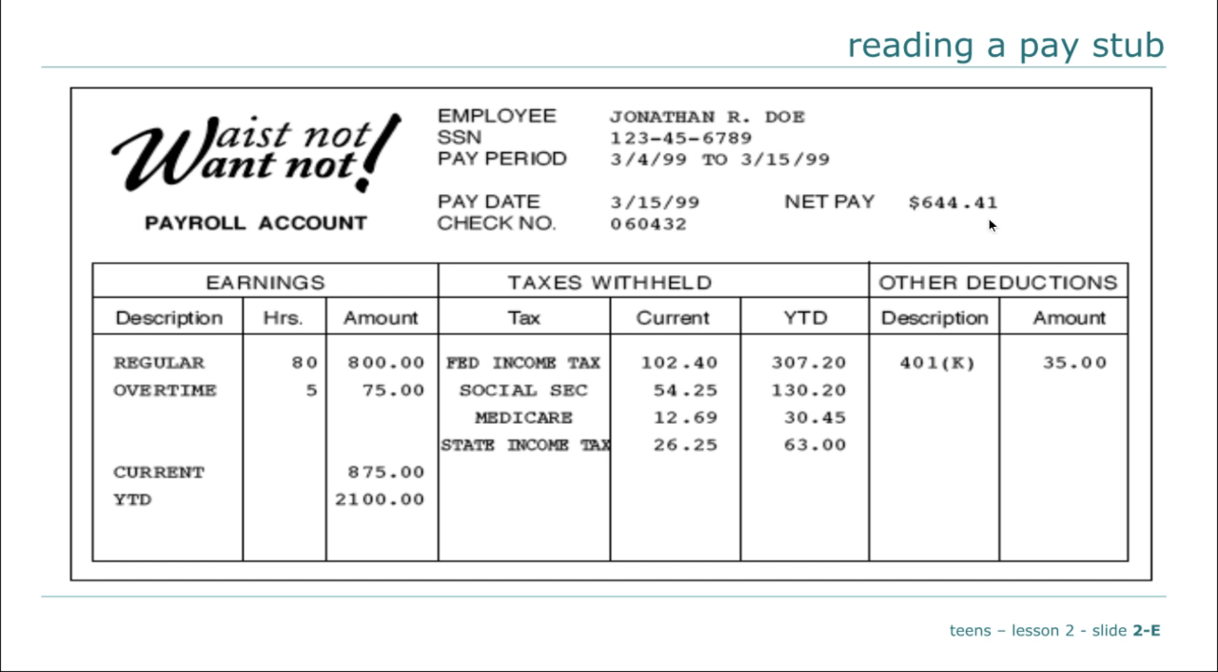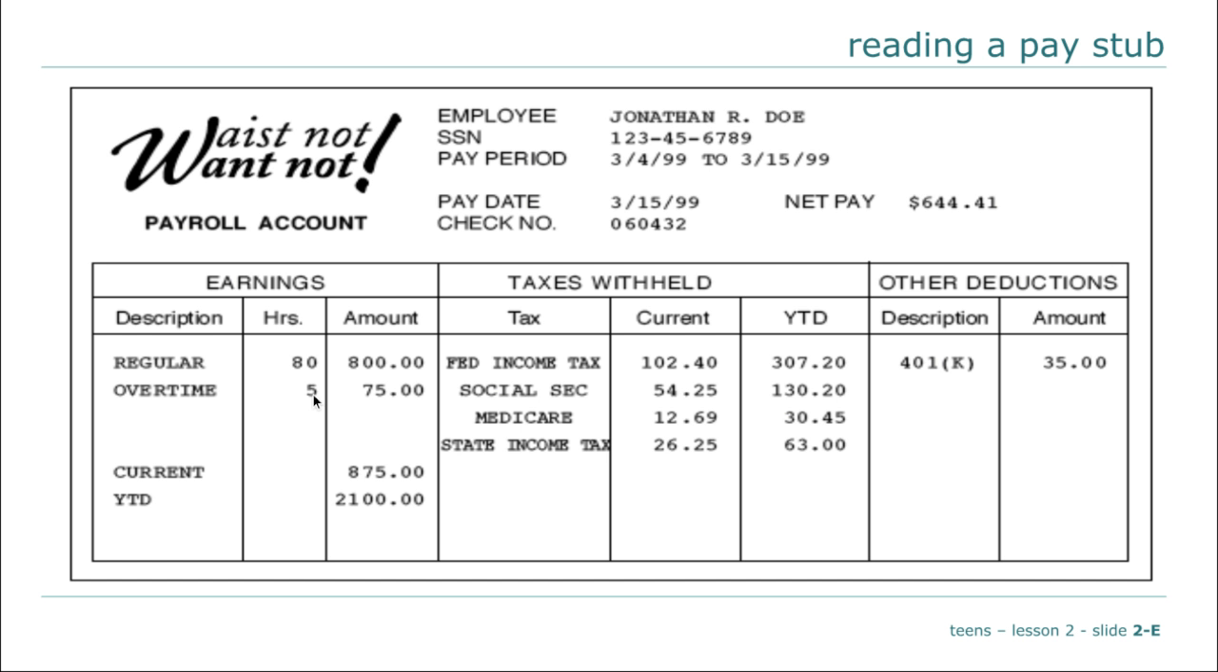Now, from the video, you should know that net pay is your gross pay minus your deductions. In other words, your net pay is your take-home pay. In this area, you're going to find your earnings. Regular hours that you worked were 80. The amount you received, $800. So that's going to be $10 an hour.